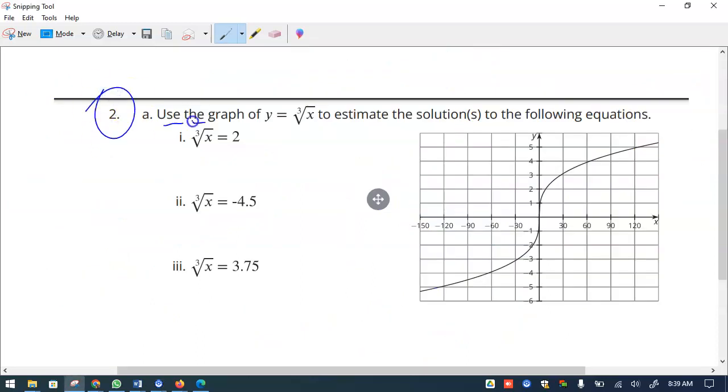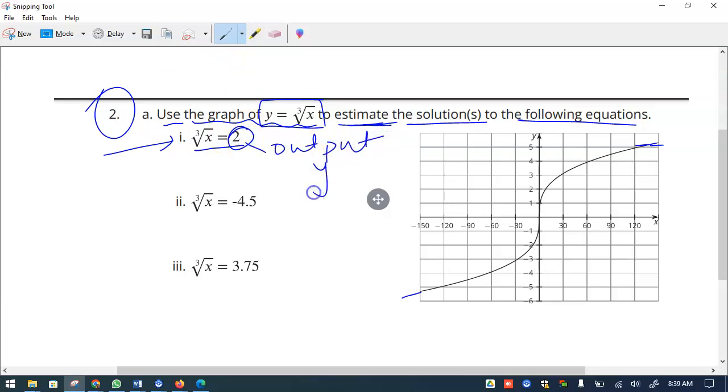Question number 2 is saying use the graph of cube root of x to estimate solutions to the equations. The first one is cube root of x is 2. So the graph is given. This is the graph of cube root of x. So now all we do is find when the output y is 2. If you see, this is the y value, and I can just cross here and go all the way down, and this is approximately, it doesn't have to be correct.